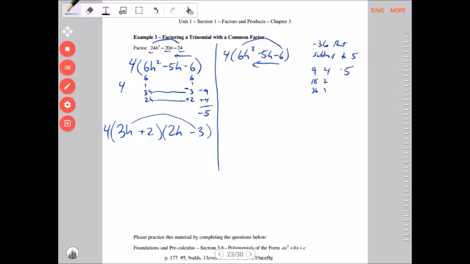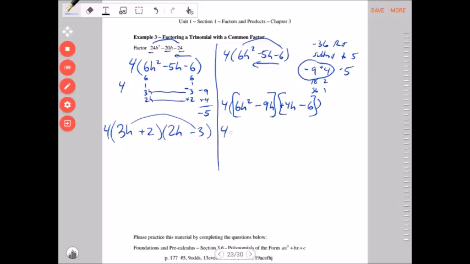So what kind of 5? It's a negative 5 is what we want. So if it's a negative 5, what do the 9 and the 4 have to be? The 9 has to be negative, the 4 has to be positive. So we're going to decompose the 5H into negative 9 and plus 4. So watch this. The 4 is still there. 6H squared minus 9H plus 4H minus 6. Now that we've decomposed, we group those like so.